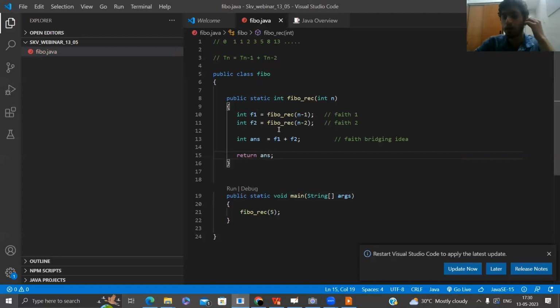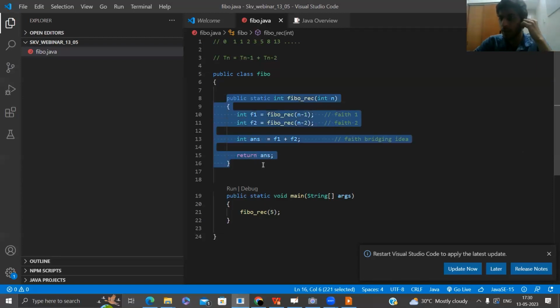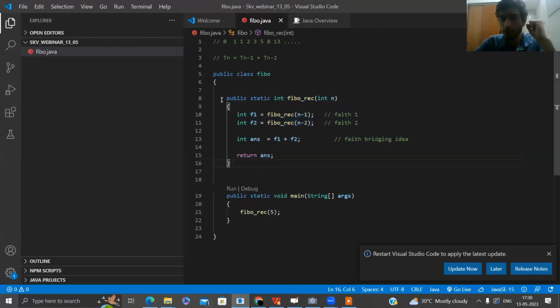Okay, so I hope this much of recursion is clear. I don't want to deep dive into the recursion tree as of now, but just by looking at the problem from high level, by keeping faith on recursion, how do you bridge the gap between your faith and your bigger problem that you essentially started with to solve, right? So this is the code to print the nth Fibonacci number, right?